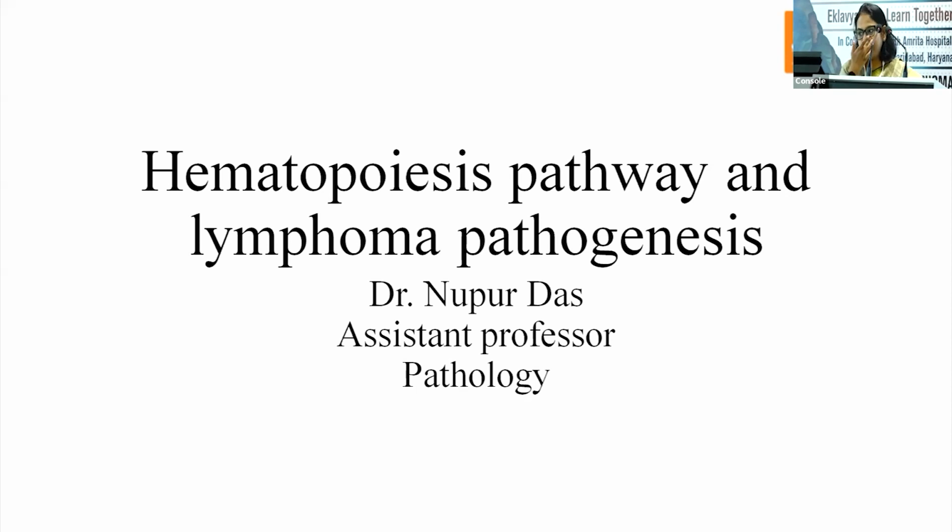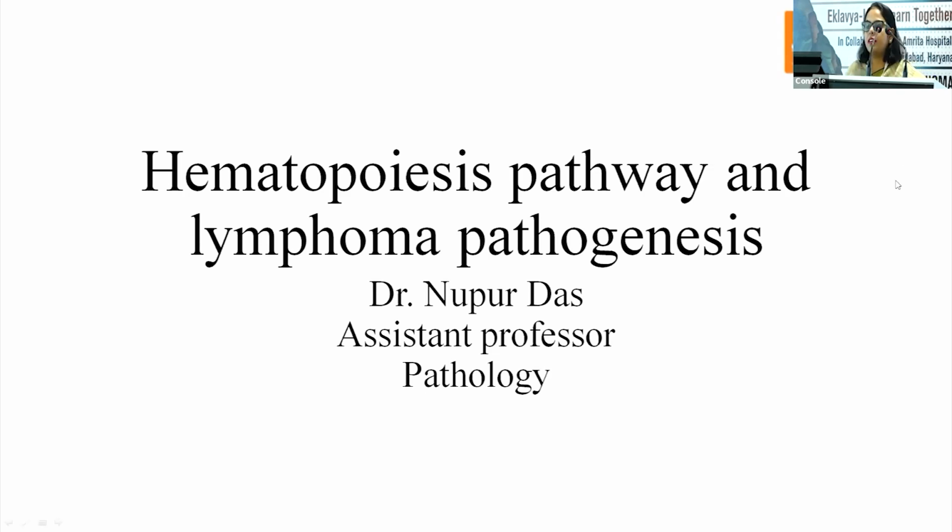The next topic is hematopoiesis pathway and lymphoma pathogenesis. The relevance of this topic lies in the fact that unless we understand how the normal blood cell develops, and how the normal lymphoid cell differentiates and matures, we are not going to understand the abnormal. We are not able to diagnose, classify the disease, or treat the patients. That's why it is very important to understand our normals.